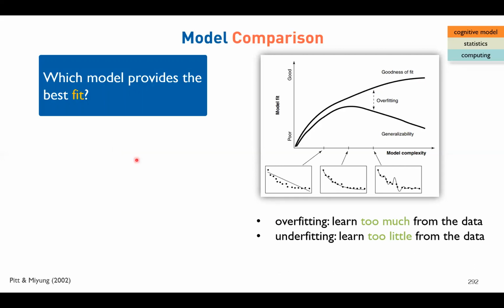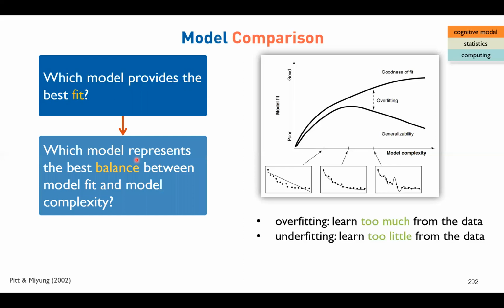So what we want, the purpose of model comparison, is to find which model represents the best balance between the fit and complexity. Basically here, this might be a balance, because the complexity is okay, the goodness of fit is also okay, and the generalizability is okay. So we want to balance these two parts, the absolute fit and the generalizability.